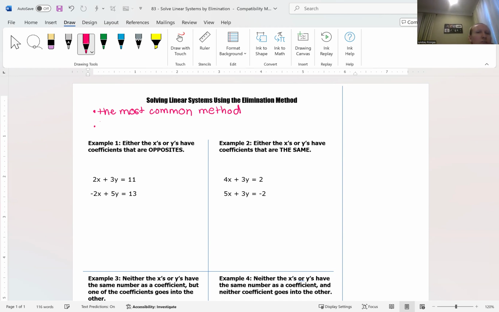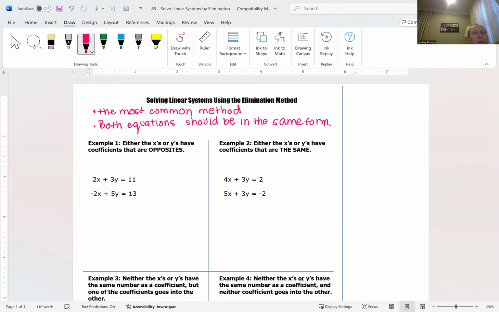And it is important to note that when you are doing this, both equations should be in the same form. I usually make them in standard form if they're not already. Technically, you don't have to have them in standard form to do this, but it just makes more sense to me when they're in standard form. Just looks a little bit better.